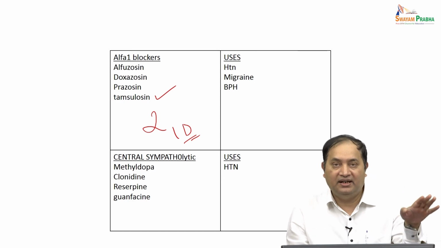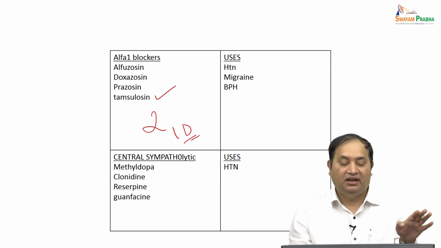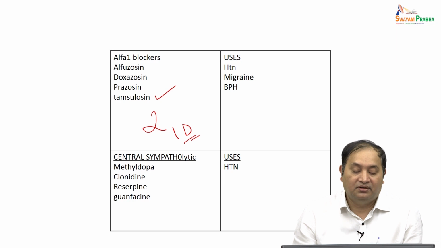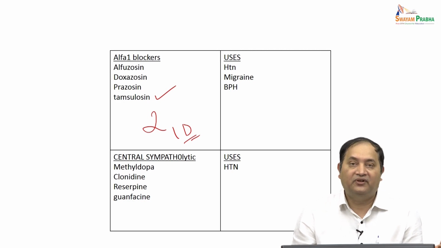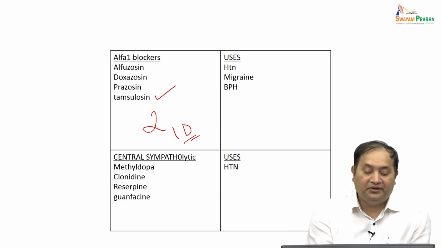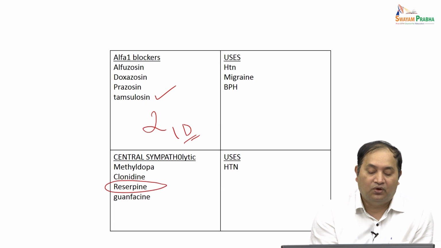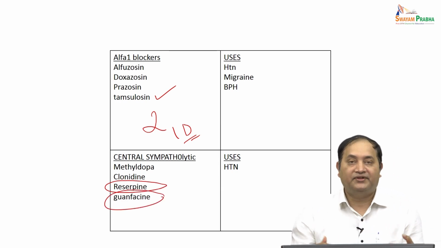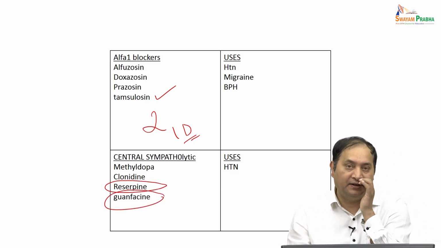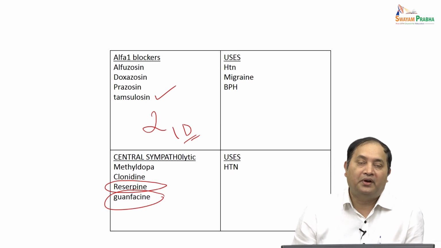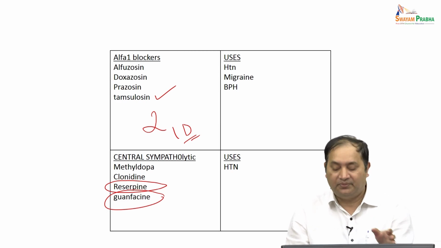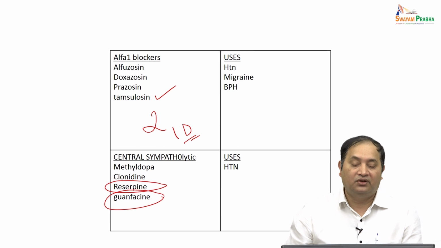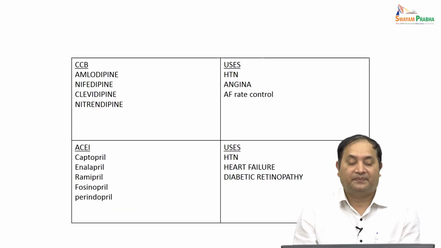Similarly, we have centrally acting drugs which inhibit central sympathetic action, like methyldopa, preferred in pregnancy, and clonidine, which is preferred in hypertension. Drugs we do not use right now are reserpine or guanfacine. Reserpine was initially developed as a very good antihypertensive, but later on it was withdrawn because it causes a lot of suicidal tendency. So, it is not used in clinical practice.